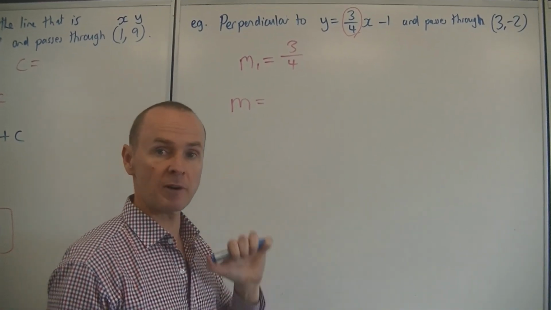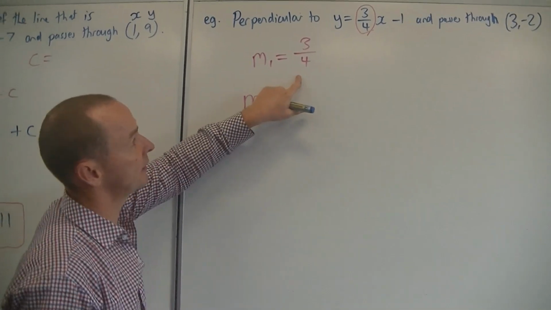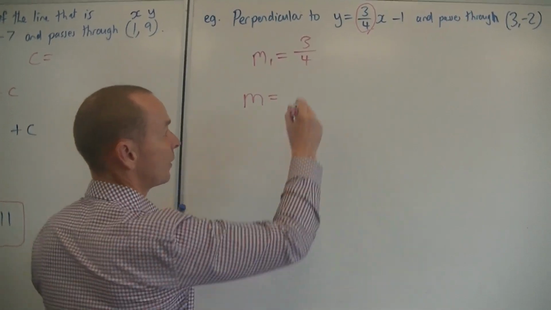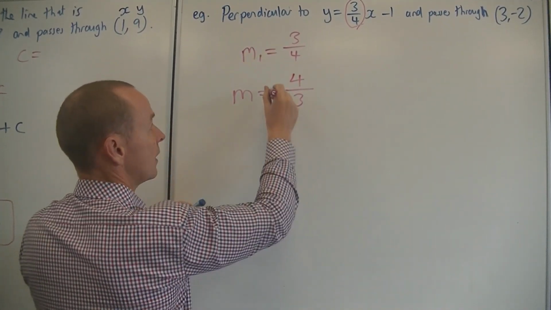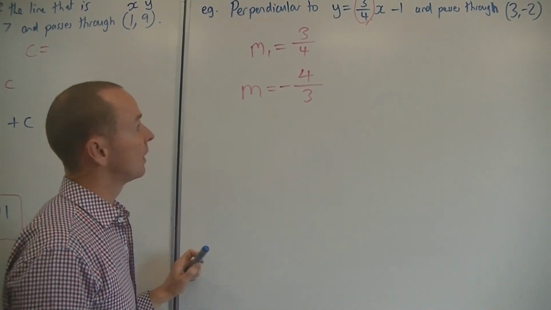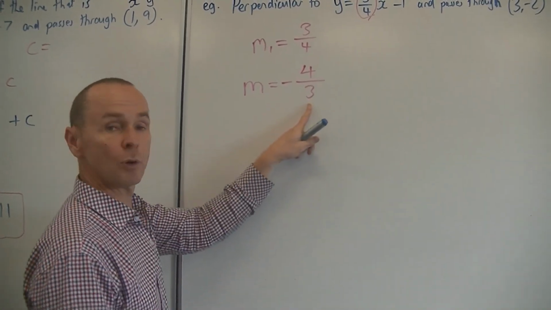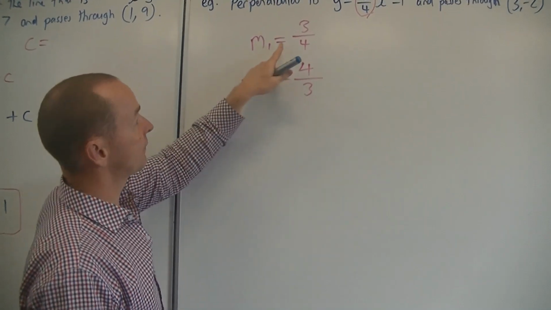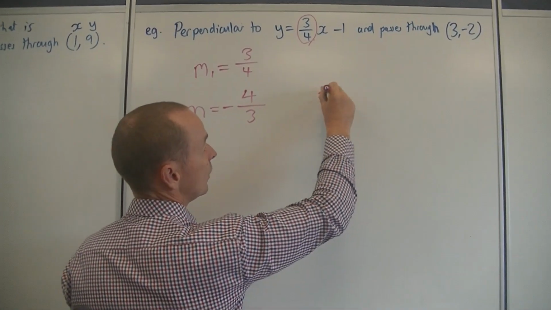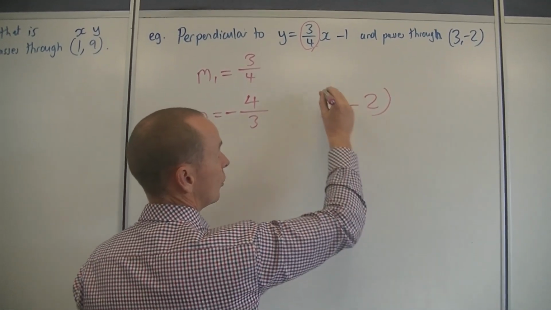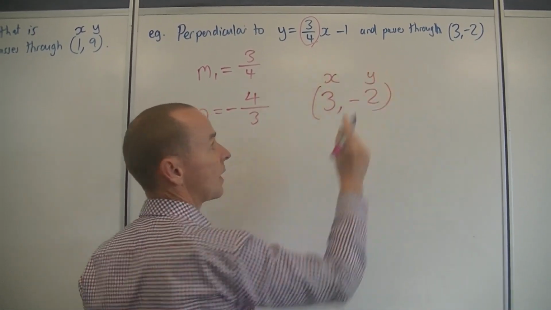Hopefully you remember from 5 minutes ago, how do you find the perpendicular gradient? You flip it upside down, so you make it 4/3, and you change the sign. This is a plus, so our sign is a negative. So the gradient that we want is -4/3. So that was our first step. Good job. And again, we've got a point here which is (3, -2). That's our x value and that's our y value.